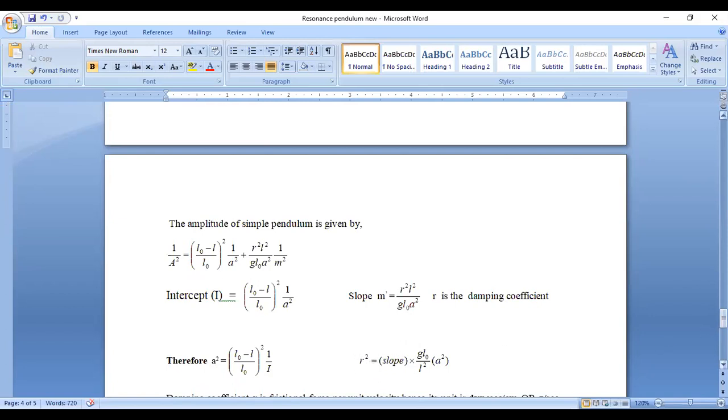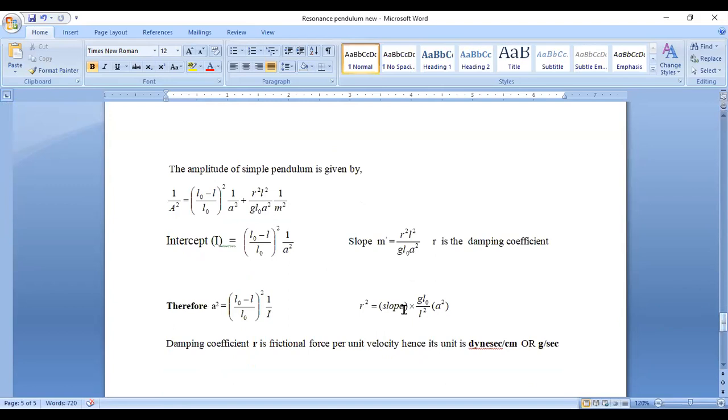And once you know the value of r square, you take the square root, you will find out the coefficient of damping, or a damping coefficient. So this is your objective of the experiment, to find out the resonance length and to find out the damping coefficient. This experiment is designed to find out the damping coefficient R and to study the resonance length L0.